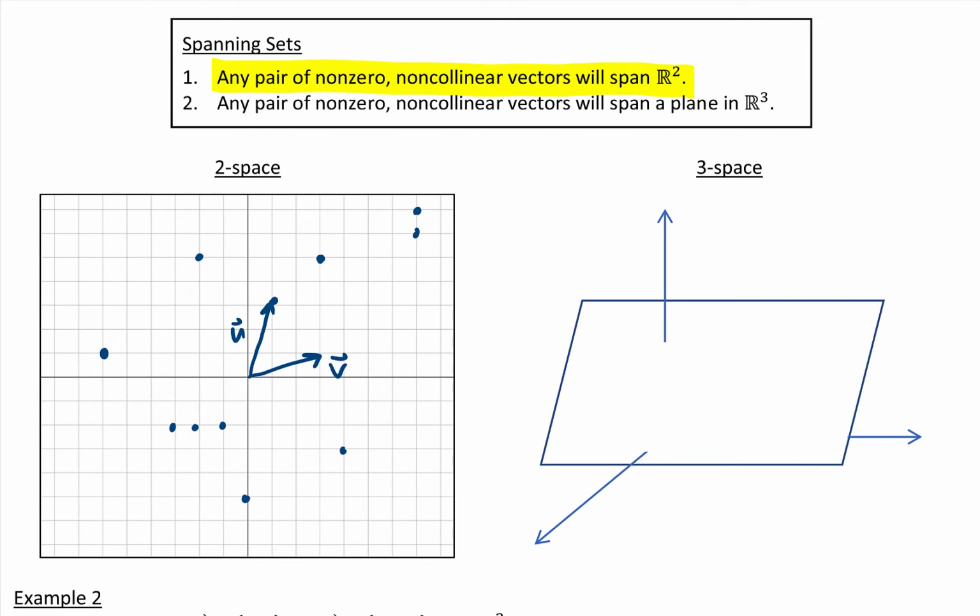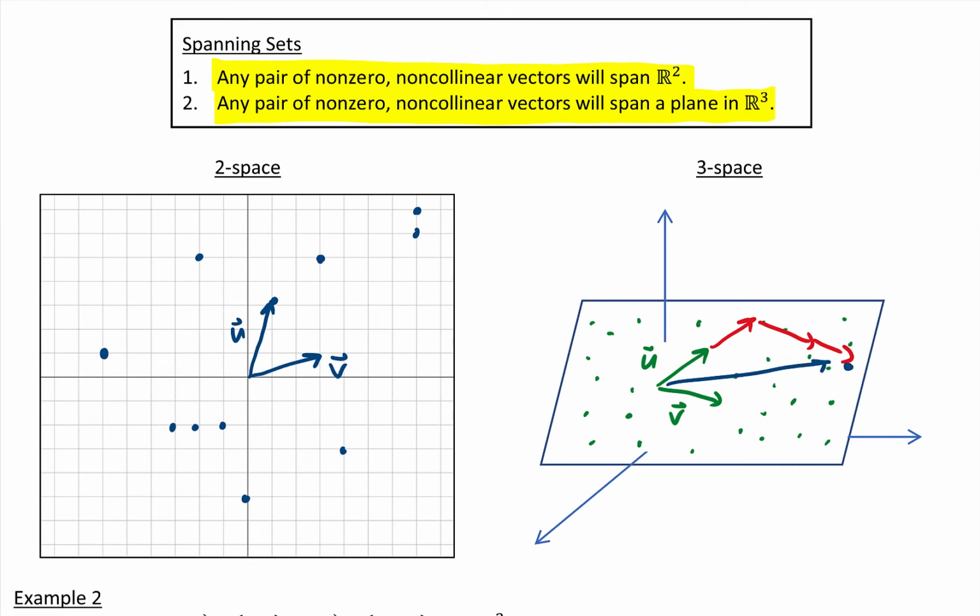In 3 space, it's a little bit different. It says any pair of non-zero, non-collinear vectors will span a plane in R cubed. So it's the same idea. If I have two vectors here and here that are non-collinear, non-zero, I could combine them to hit any point on a plane. Because remember, in 3 space now, we're not stuck on just the xy plane. We have z as well. So it'll form a plane. I can combine these and hit any spot I want. I can take a couple u's, add a couple v's, and it'll give me some vector here, which will reach this point here. So that's all it's saying.